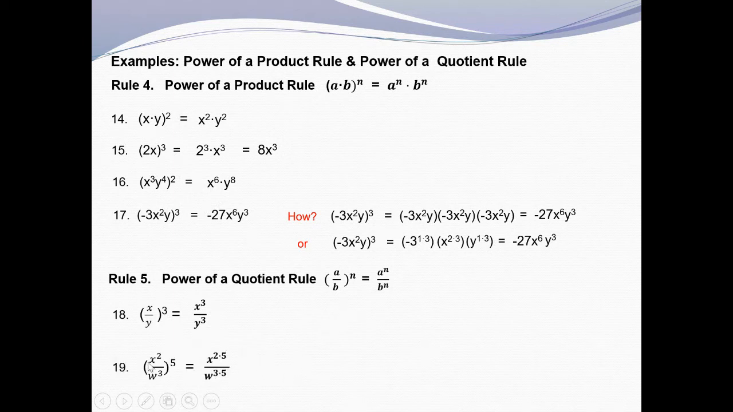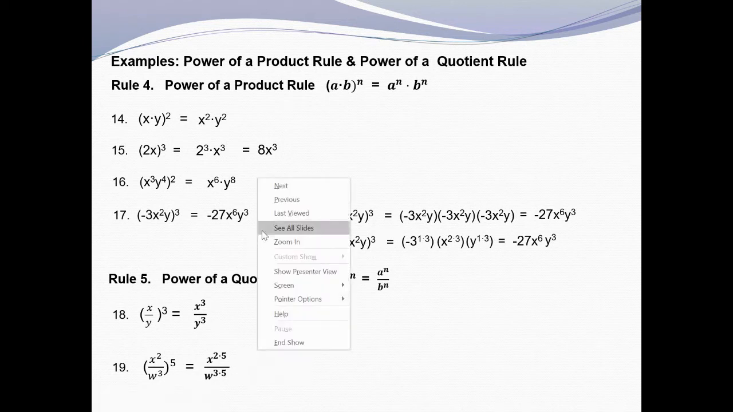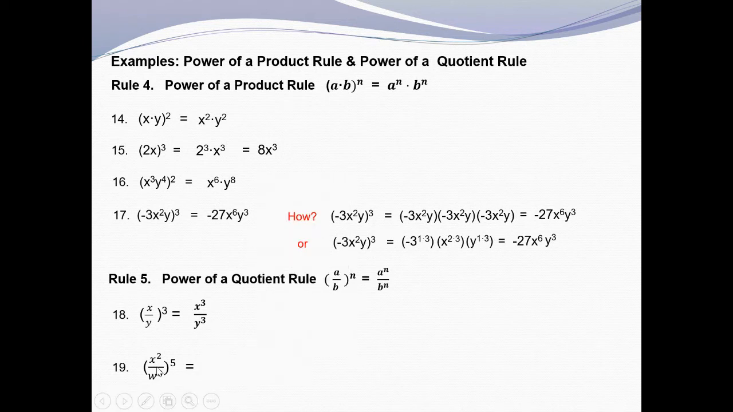Let me go back real quick. We have x squared divided by w to the third power, right? These are not the same bases, right? That way we can distribute. It's going to be x to the 2 times 5 and w to the 3 times 5, which will give us x to the 10 divided by w to the 15th power.